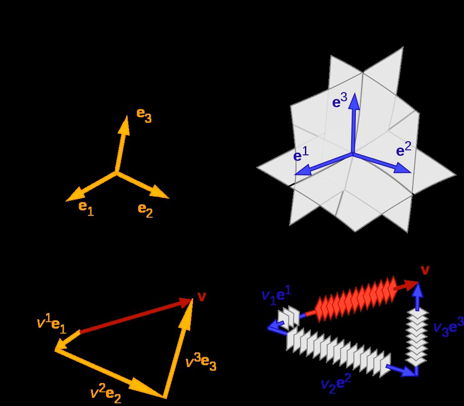Likewise, the covariant components of V can be obtained from the dot product of V with basis vectors, viz. q_1 = V · e_1, q_2 = V · e_2, q_3 = V · e_3.